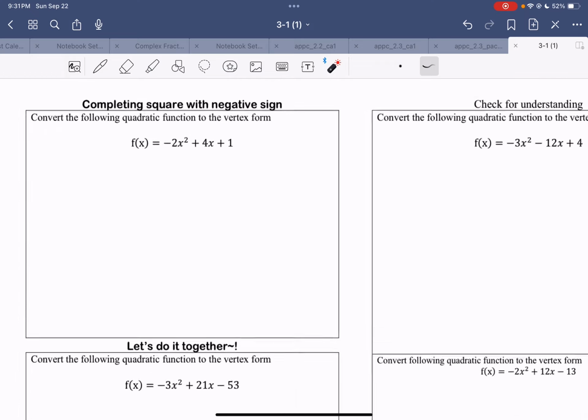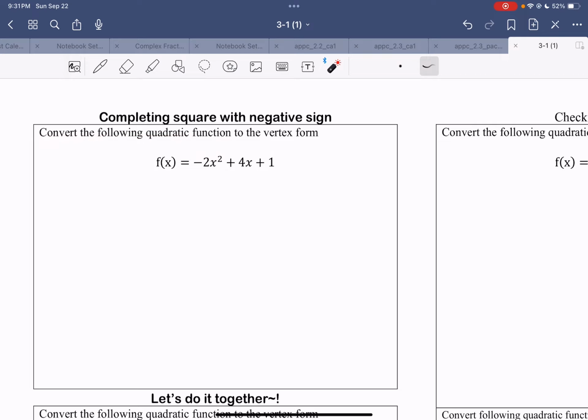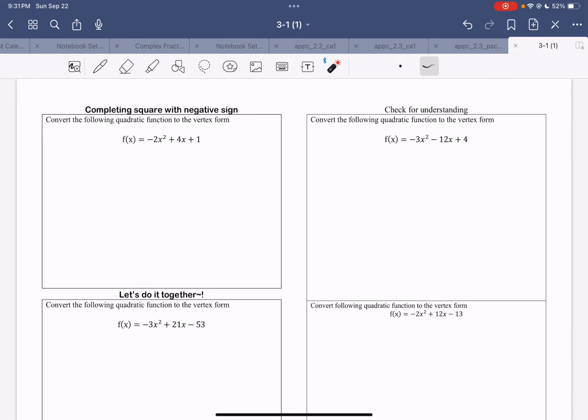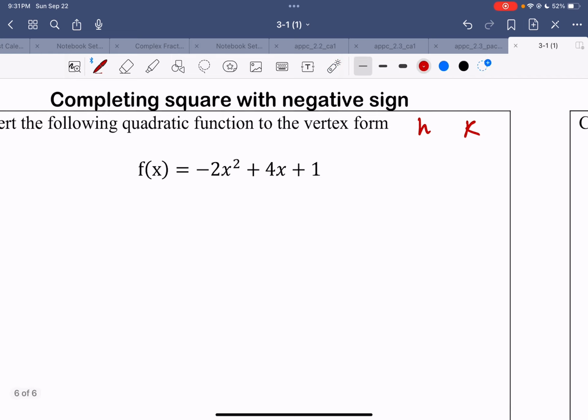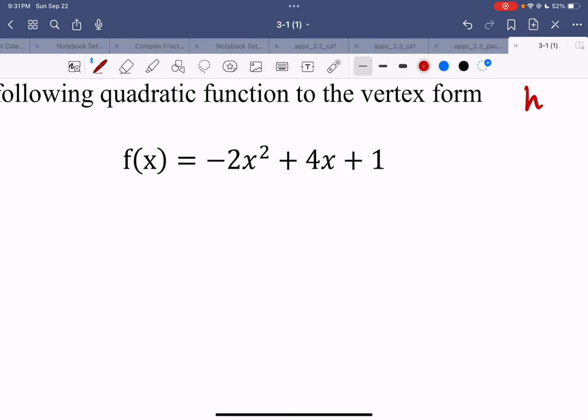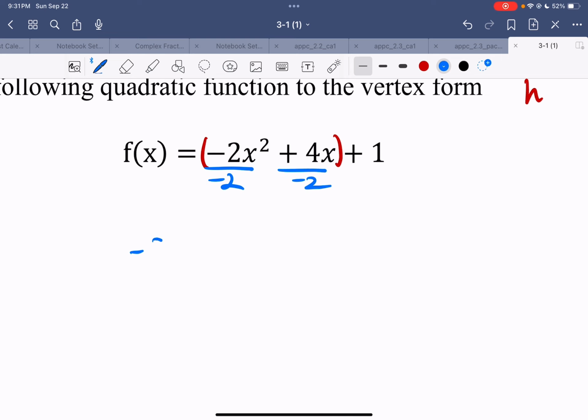Okay. So the question says, convert the following quadratic function to the vertex form, and later on, actually on the test, they are going to say, and then find the value of h or find the value of k. Okay. So let's do it. Set up parentheses. Do you see the first number is a negative number, which is negative 2. So just be careful with the sign. So you have to divide each number by negative 2. So you get negative 2, x squared. 4 divided by negative 2 is negative 2x plus 1.